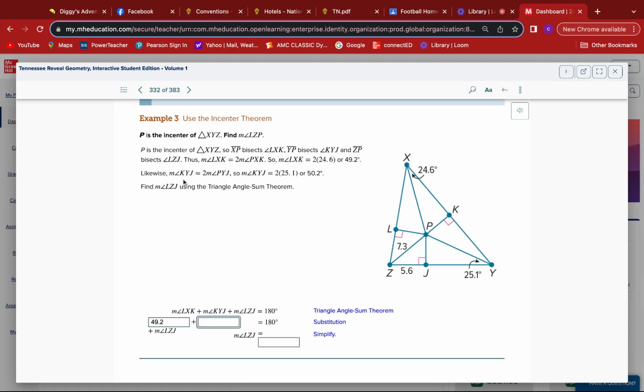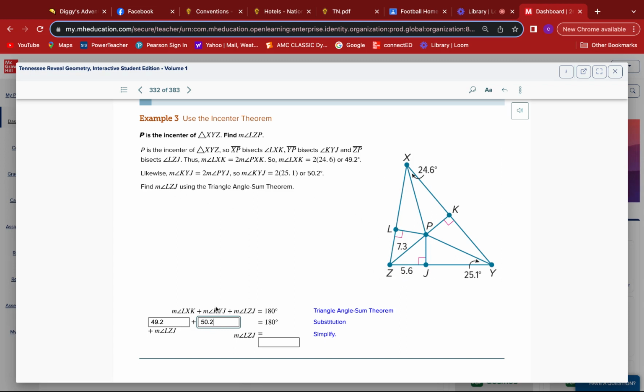All right, then it says, likewise, KYJ is twice the PYJ, so 25.1 times 2. And that KYJ is going to be 50.2. Plus LZJ, so plus whatever this angle right here is, this big angle Z, it's going to end up to be 180 degrees. And it looks like they want us to find what LZJ is.